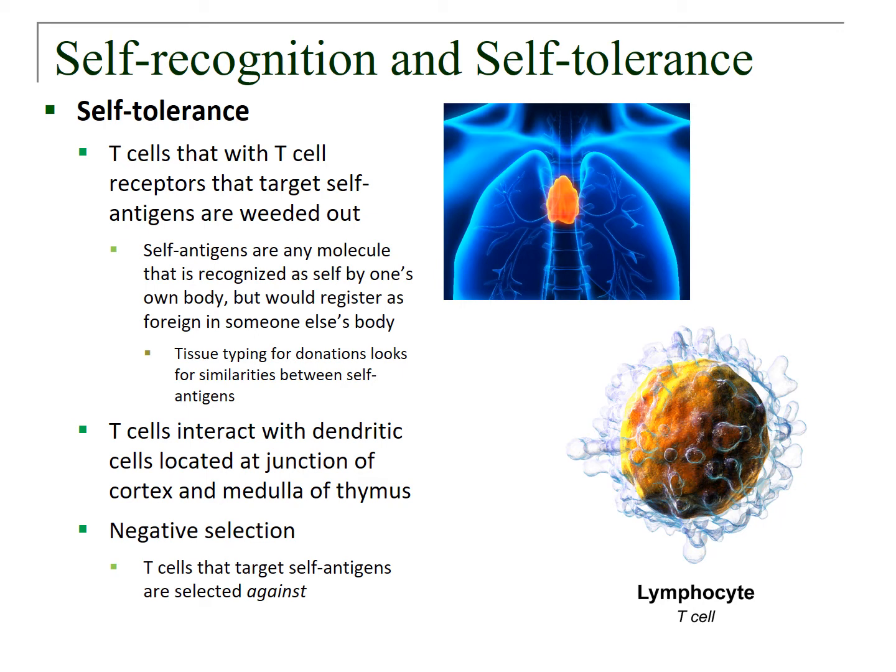And so these T cells interact with a different set of cells, dendritic cells that are located at the junction of the cortex and the medulla of the thymus. Now, this is a negative selection, unlike the self-recognition where the cells that recognized were selected for. These are T cells that get selected against. Okay, so if you're a T cell, first of all, you better recognize. Oh, sorry, I couldn't resist that. But you had also better not target your own cells.